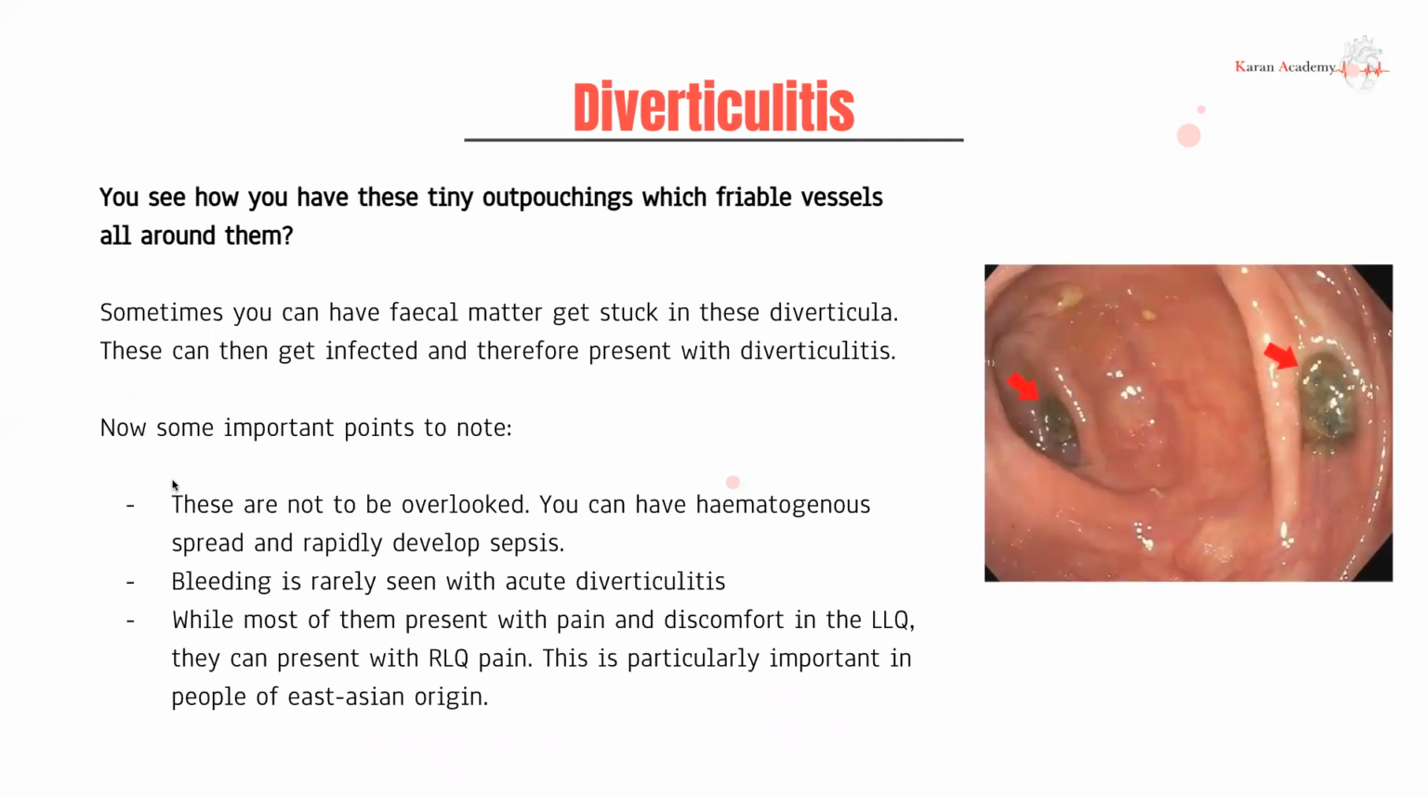But instead it presents with typically pain and discomfort in the left lower quadrant. It can also present with pain in the right lower quadrant, and that's more commonly seen in people of an East Asian background. And this is what those fecal impactions look like. So once you have something stuck in there, it's blocked, so you're not going to have any bleeding, but it can get infected, and it can often seep into the bloodstream, and that is why diverticulitis is something that you need to treat quite aggressively. It's not something that you just wait for it to get better.